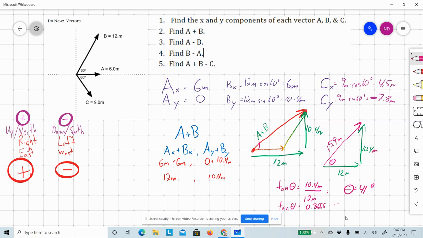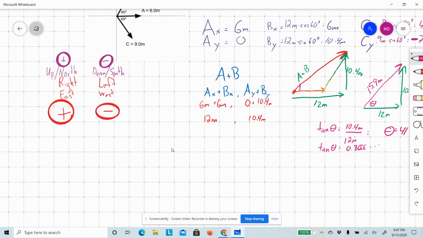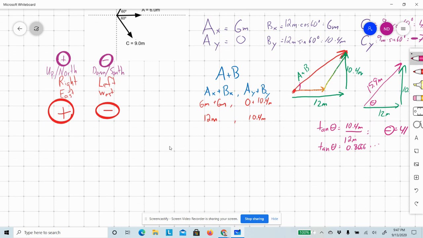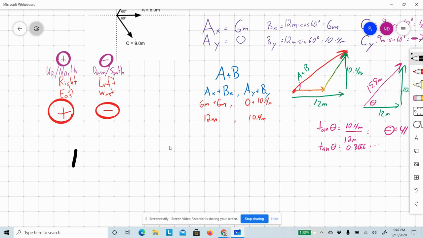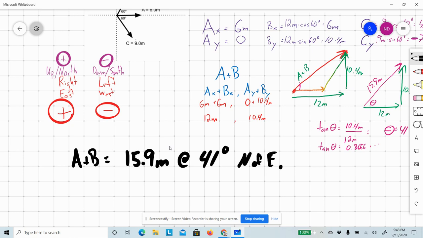So A plus B. How do you figure this out? A plus B is equal to 15.9 meters at 41 degrees north of east. And that is the answer.